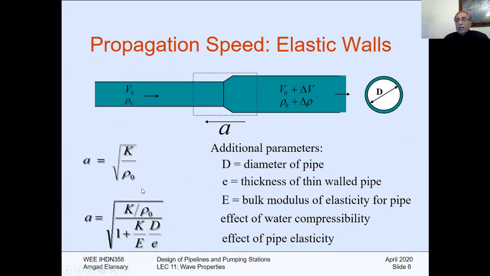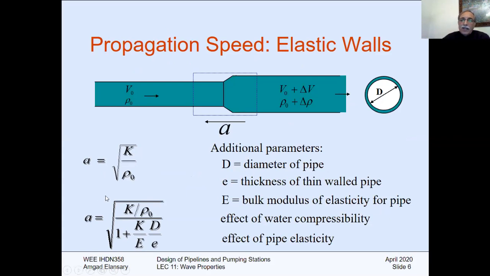Propagation of speed in elastic walls. We have learned that the rigid wave speed, the maximum speed of a, is the square root of K, the bulk modulus, divided by rho. This is considered the rigid wave speed without any elasticity.